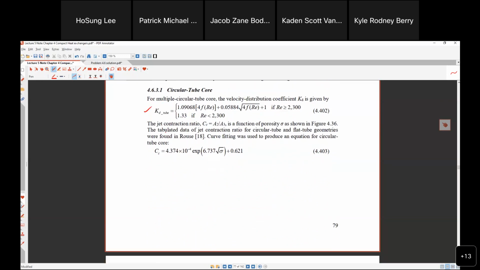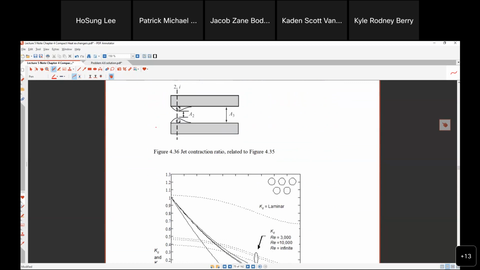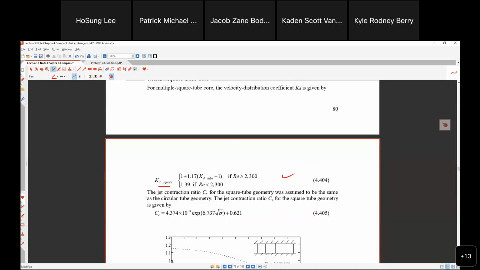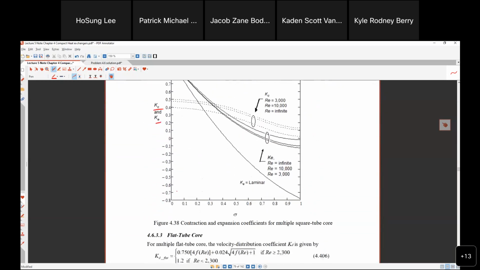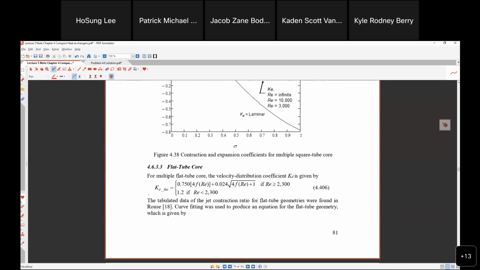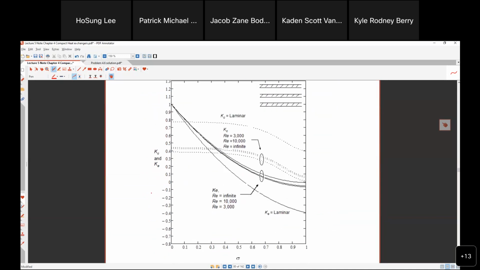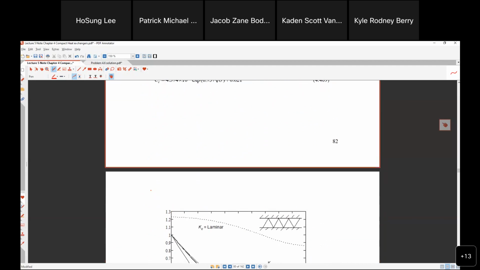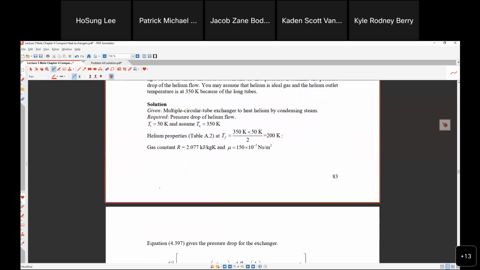For circular channel, K_D and K_C are given, and something like that. For square, we have K_D and K_C. So you don't have to read a graph, you just use the equations. Flat and triangular channels are the same, so you can handle that.